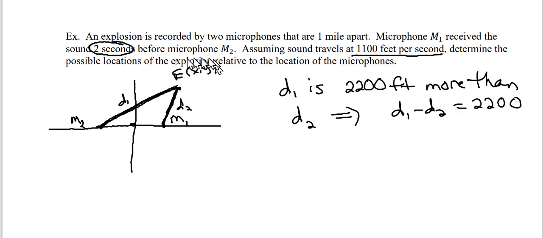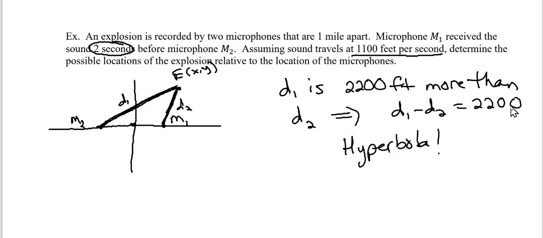Wherever this explosion is, right? I don't have a specific point that that explosion is at. I'm just drawing a general picture here. So we're looking for the set of points, the locus of points that satisfy this definition. That's exactly the definition of a hyperbola, right? Where the difference in the distances is constant. It is always the same number, in this case 2,200 feet. That tells me I have a hyperbola here.